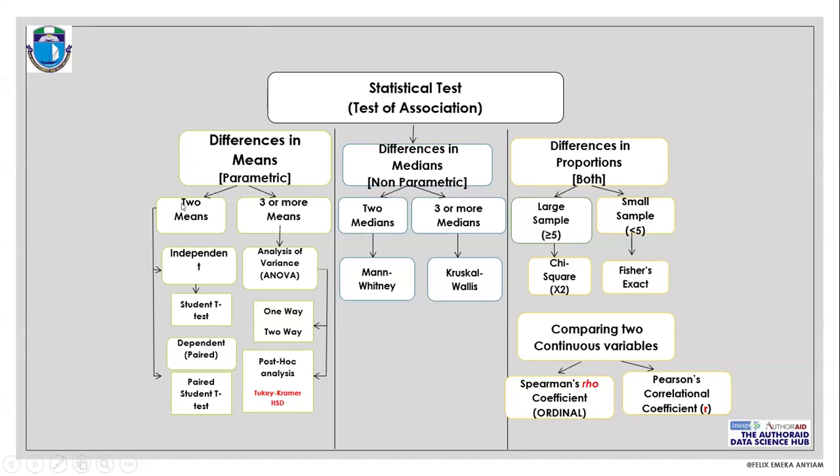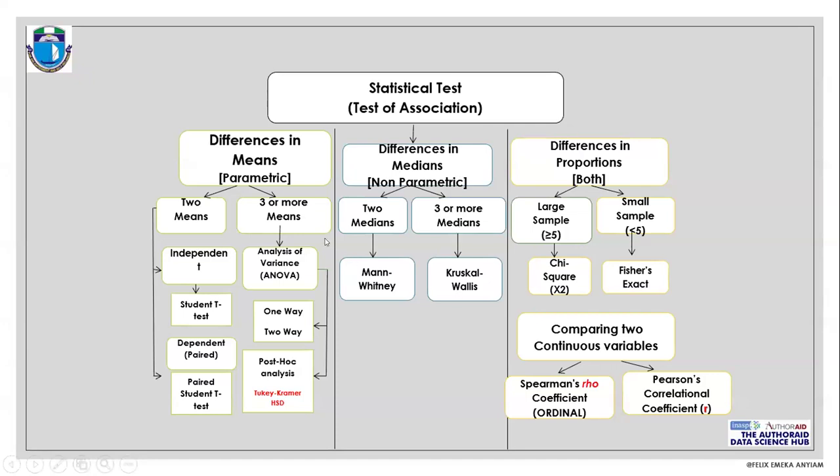So while in the parametric, checking differences in two means is the student t-test, in the non-parametric, checking differences in two medians is the Mann-Whitney. While in the parametric, checking differences in 3 or more means, you use the analysis of variance as the test of significance. But for the non-parametric, 3 or more medians, you use the Kruskal-Wallis.